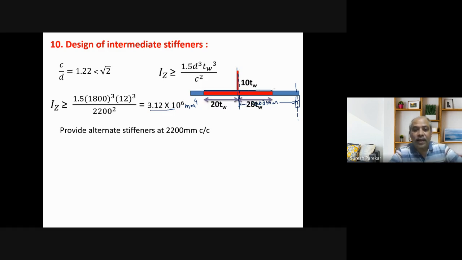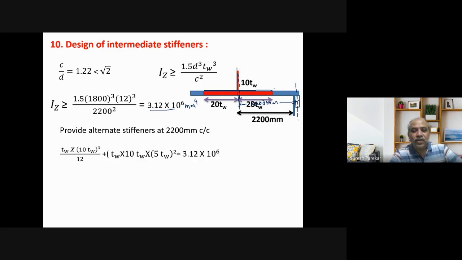So now we have to take moment of inertia about face, that is on one side of the web, and then we can have this value. So you can see this 2200. So tw into 10 tw cube by 12 plus tw into 10 tw, here you can see we have taken 5 tw whole square, and that is equal to 3.12 into 10 raised to 6. Last bearing stiffener we have taken center, therefore we have to take tw by 2. Here we are taking face, so we have just this value, that is 5 tw.